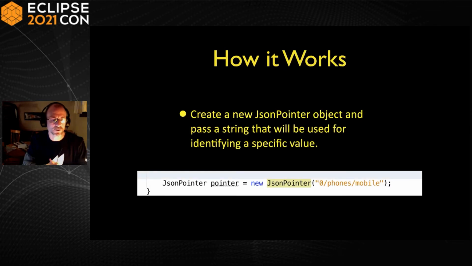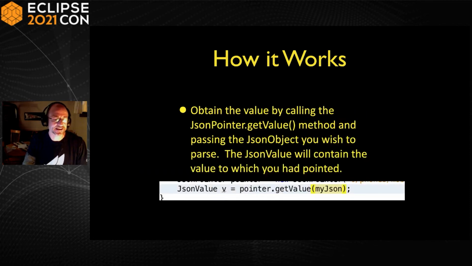So how does it work? You create this new JSON Pointer object, and you pass a string that will signify the element you're trying to identify. And then you just call getValue, as I had mentioned, and that will return to you a JSON value.